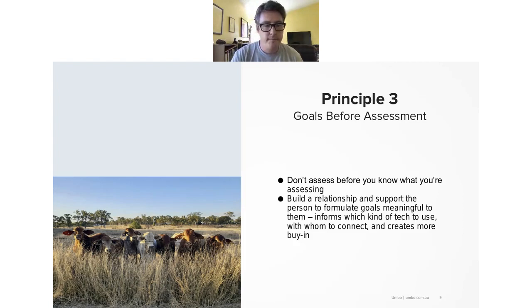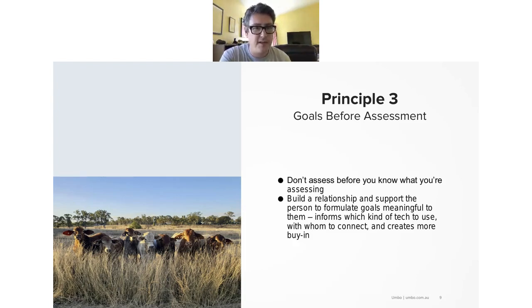Principle 3, goals before assessment. So this is something that potentially a lot of you do already. I've found that it's something I've only talked about recently because a lot of people don't do it. A lot of people jump in, do the assessment, and then create goals from the assessment. But that's fraught for a number of reasons.